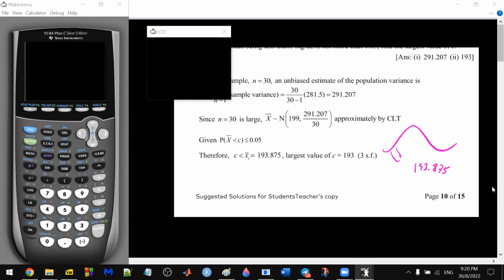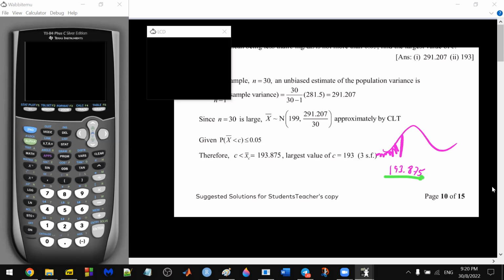Maybe my vertical line should be to the left of the maximum point. This left tail area must be less than or equal to 0.05. That means your C value has to be smaller, so that the area will be smaller than or equal to 0.05. But what is smaller than 193.875 and the largest possible value? It could be 193.874 or 193.873, 872, 871, 870. Many possibilities. Then you want the largest value.